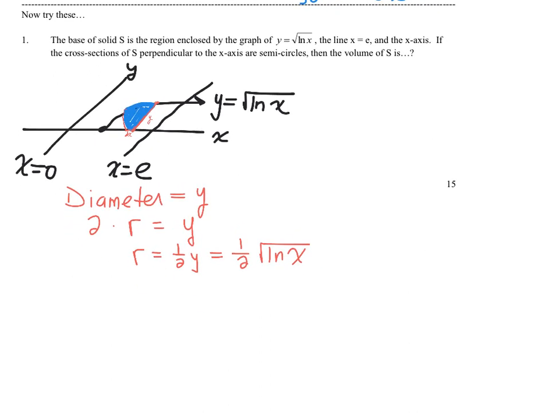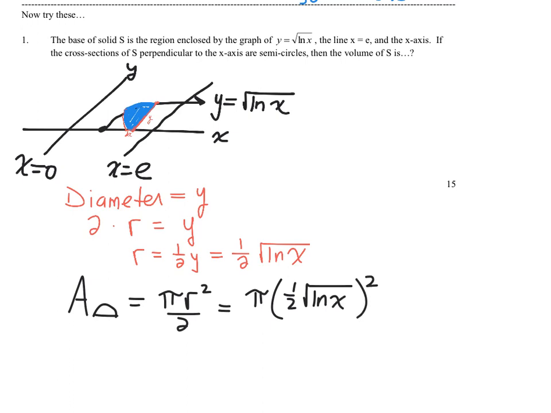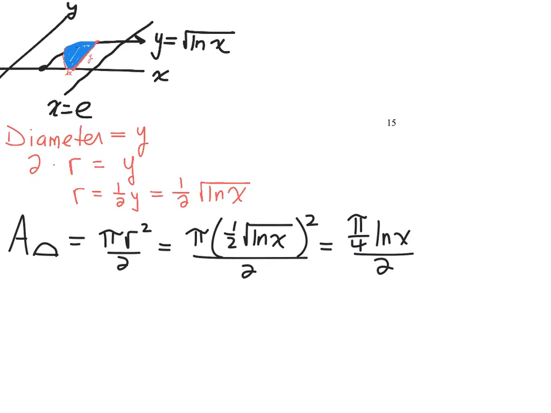All right, so area of a semicircle, pi r squared over 2, would be pi times 1/2 the square root of ln of x, squared, over 2. So little housekeeping here. A half becomes a quarter, the root goes away, so pi over 4 ln of x over 2. That's going to give us pi over 8 ln of x.